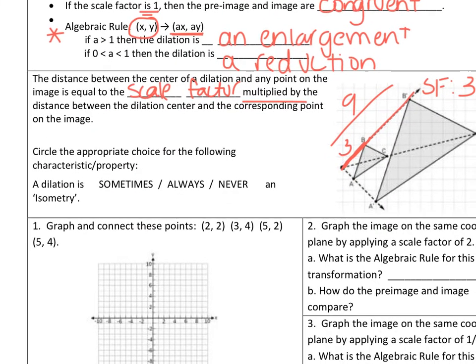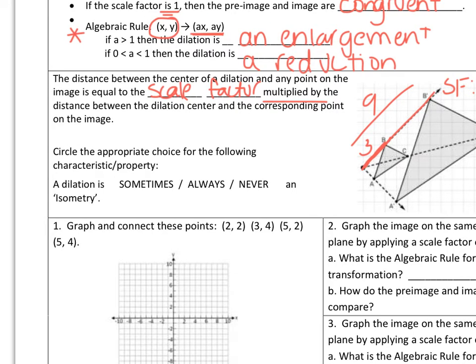So circle the appropriate choice for the following characteristics or properties. A dilation is sometimes, always, or never an isometry. Well, we're going to choose sometimes, because sometimes it's an isometry if the scale factor, and I'm going to abbreviate here, is equal to 1. However, it's not likely. We usually don't use a scale factor of 1. Okay, go ahead for number 1, graph and connect the points (2, 2), (3, 4), and (5, 2).